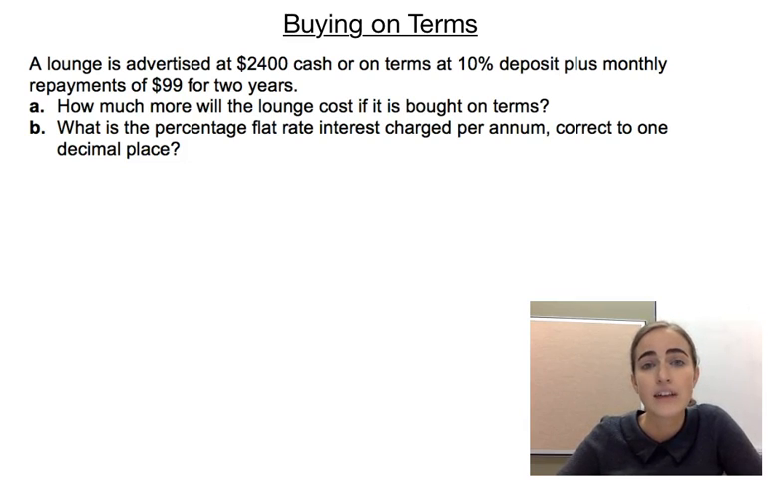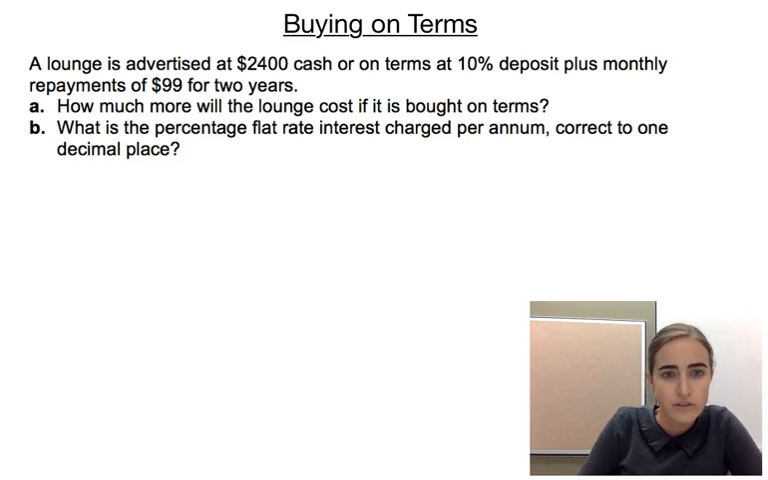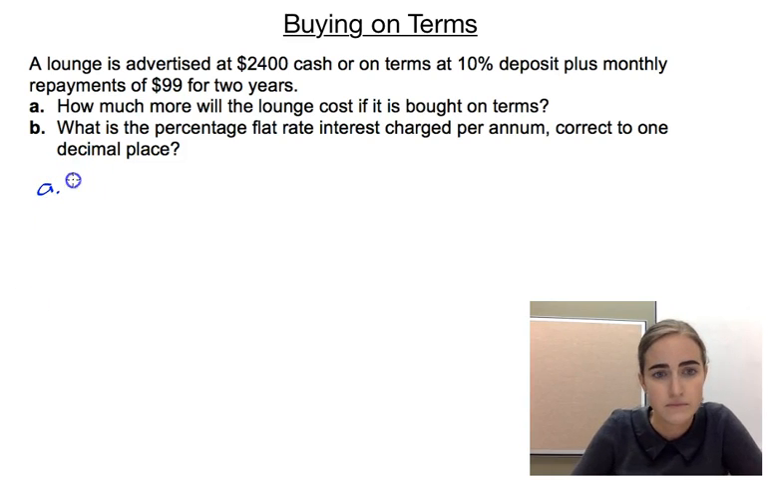So we've got a lounge advertised for $2,400 cash, or on terms of a 10% deposit, plus monthly repayments of $99 for 2 years. So part A asks us how much more will the lounge cost if it's bought on terms. So the first thing we need to figure out is how much that deposit is that we're going to pay.